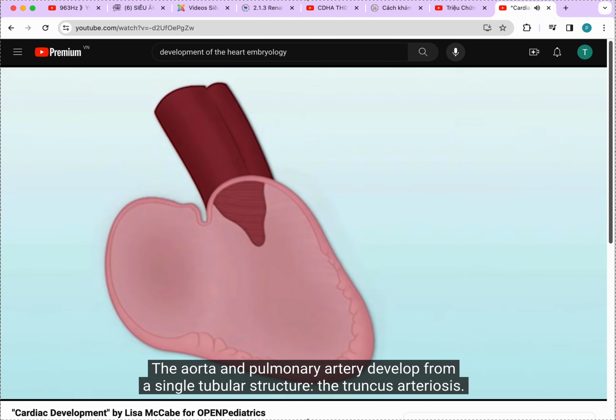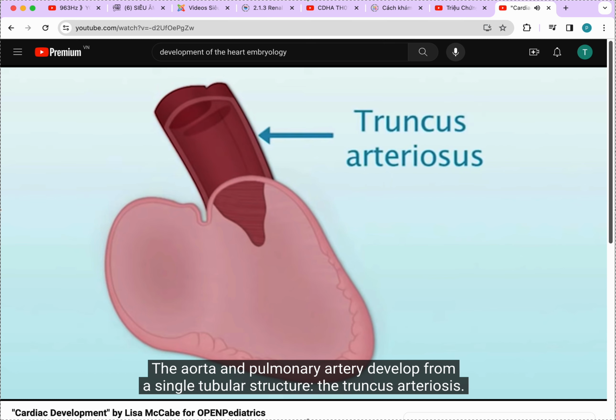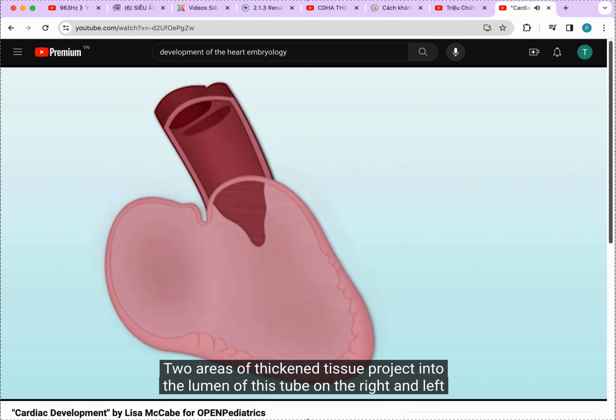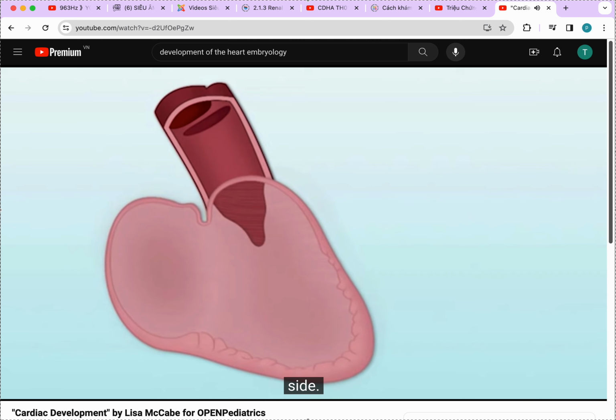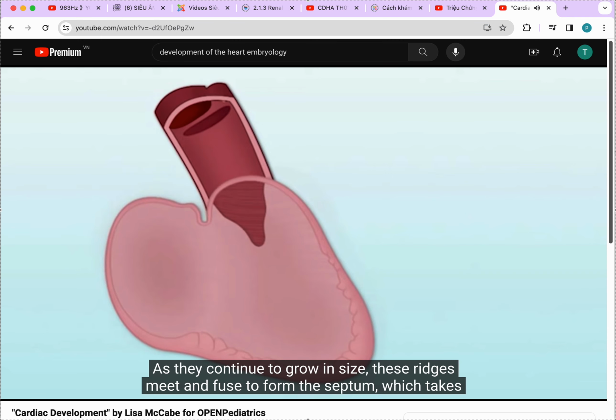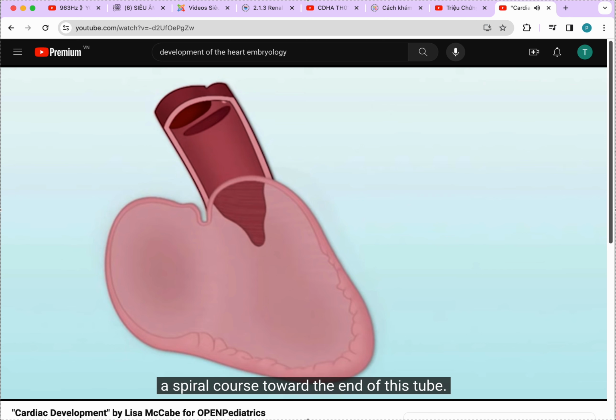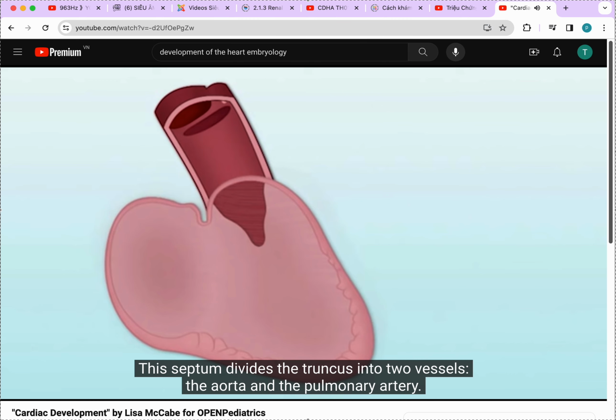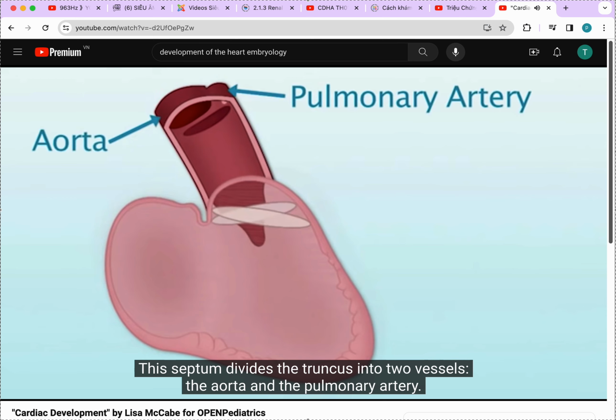The aorta and pulmonary artery develop from a single tubular structure, the truncus arteriosus. Two areas of thickened tissue project into the lumen of this tube on the right and left side. As they continue to grow in size, these ridges meet and fuse to form a septum which takes a spiral course toward the end of this tube. This septum divides the truncus into two vessels, the aorta and the pulmonary artery.